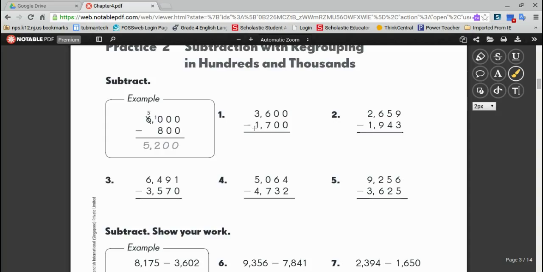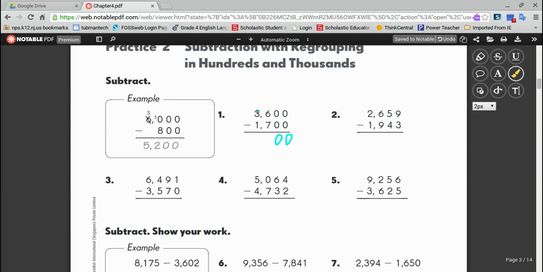So let's do number 1 together. Again, I want to subtract from my ones place. 0 ones minus 0 ones is just 0. Look at my tens. 0 minus 0 tens is just 0. Now let's look at my hundreds. I have 600 and I need to take away 700. Well, I can't do that because 600 is smaller than 700. So what I need to do is regroup.